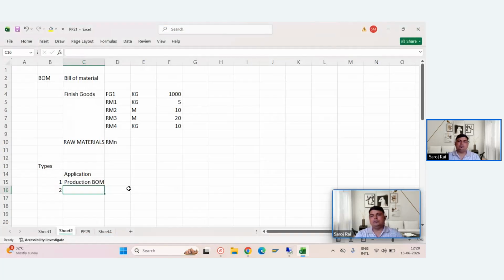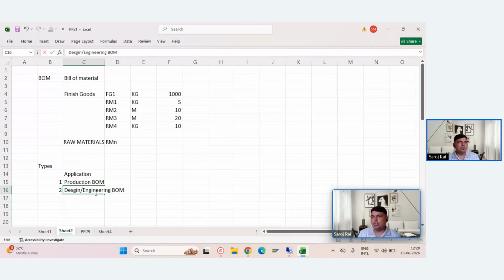Yeah, so the second is, as I told, first is production BOM. Second is engineering BOM. Engineering BOM, so what is engineering or design? You can consider this design BOM or engineering BOM. So what is an engineering or design BOM?